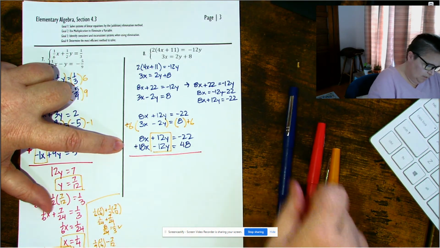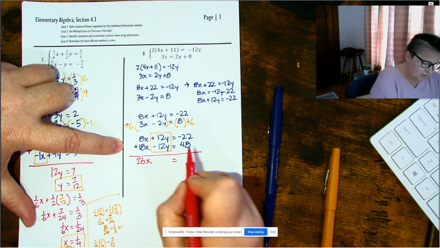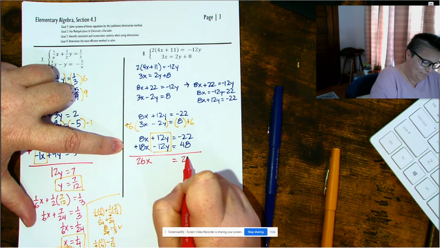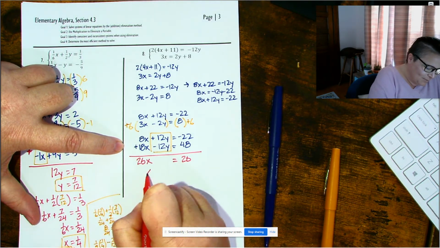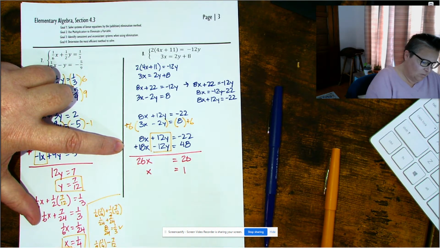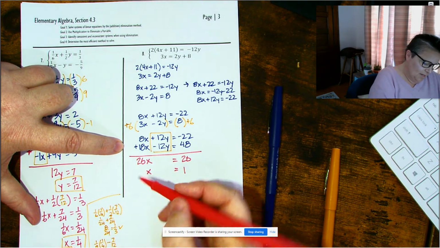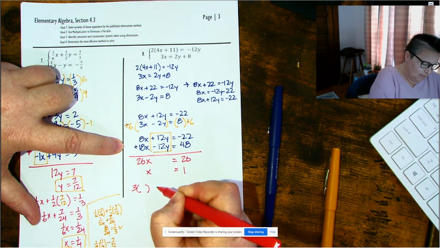That's going to give me, red pen, 26x is equal to 26. I love when this happens because now I just divide both sides by 26 and I get that x is equal to 1. And once I know that x is equal to 1, I'm going to put it into the second equation just because the second equation looks a little bit easier.